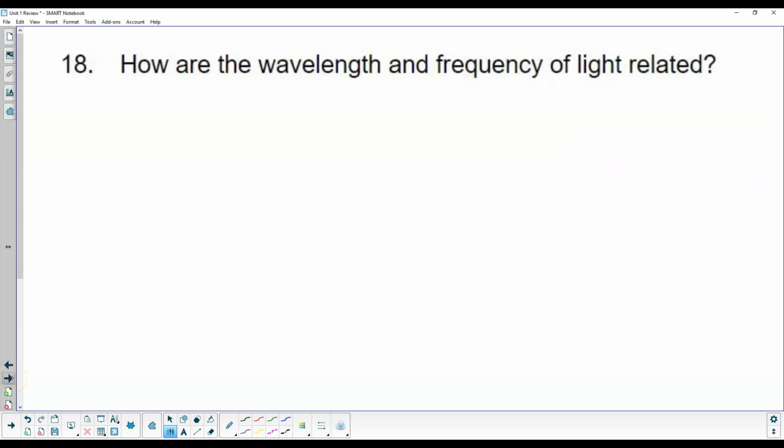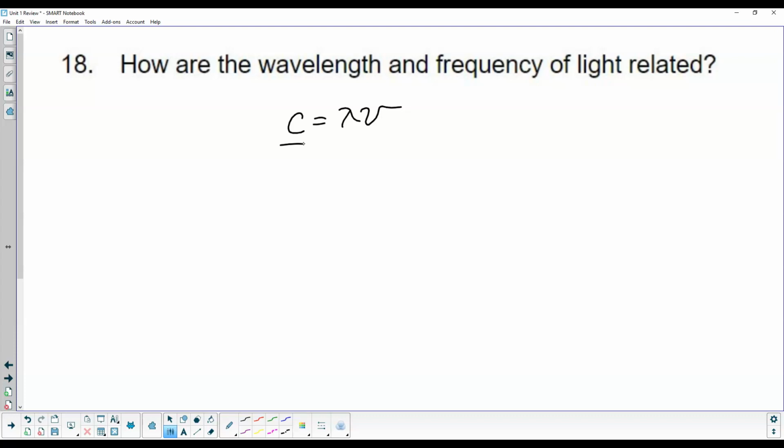Okay. How are wavelengths and frequency of light related? Well, you have to remember the formula. c equals lambda nu. So the speed of light is the wavelength times the frequency. Well, let's just stop and think about this mathematically, all right? The thing you have to realize, c isn't going to change. Okay, c is a constant.